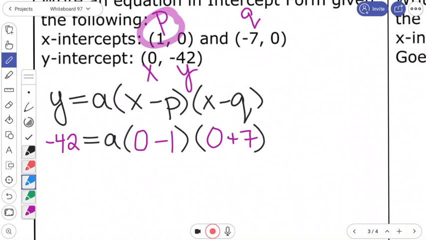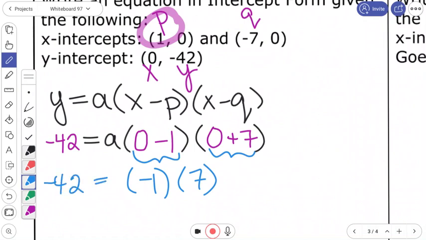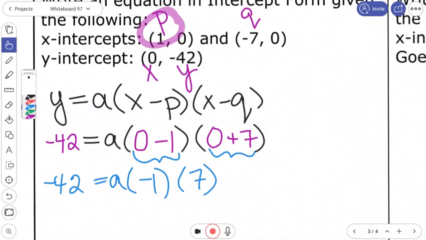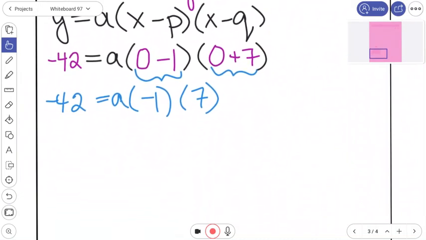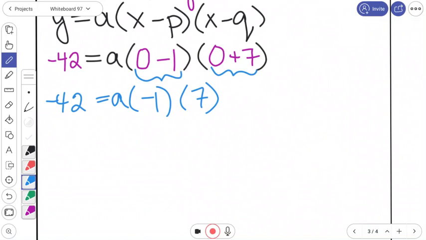So inside your parentheses, PEMDAS, that's what we're simplifying first. 0 minus 1 gives us -1. 0 plus 7 gives us a +7. And we're just bringing down everything else, right? -42 equals A times -1 times 7. It's important that you do not drop your parentheses. All right, two parentheses side by side, that just means we are multiplying. So this is -42 equals A times -1 times 7 gives us -7.